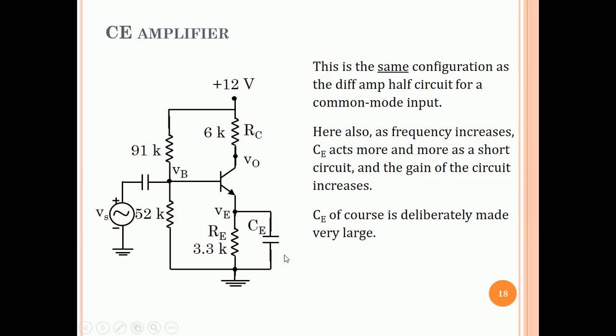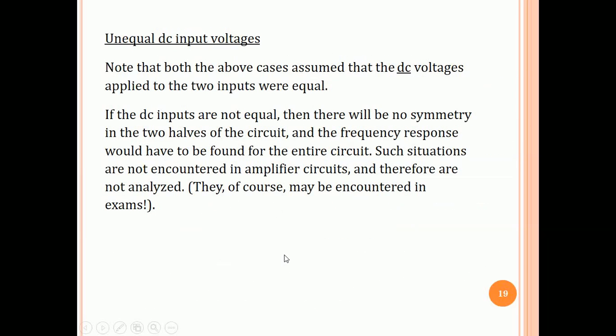All right. Okay, let us quickly, one more thing. For both the cases we consider the differential mode inputs and the common mode inputs. We made the implicit assumption that the DC voltages at the two input nodes were equal, so that there was complete symmetry in the circuit. Now how about the frequency response of a differential amplifier if the DC voltages at the two inputs are not equal?